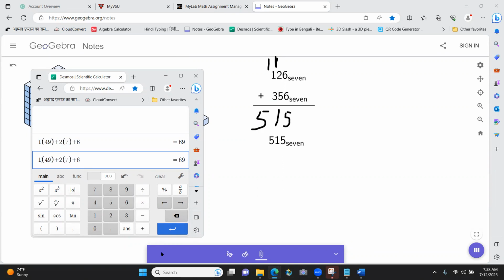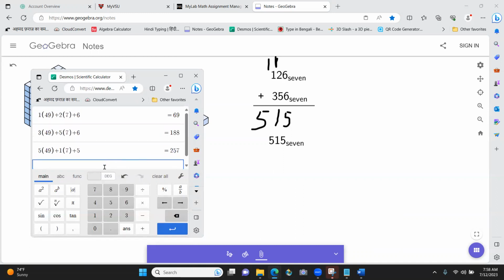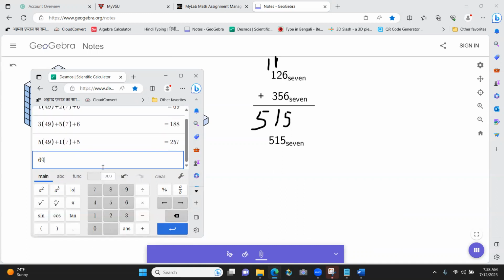On the second line, I have 3, 5, I get 168. And my answer is hopefully 69 plus 168, what I got. Let's try it. 69 plus 168. Got it. We got it right.